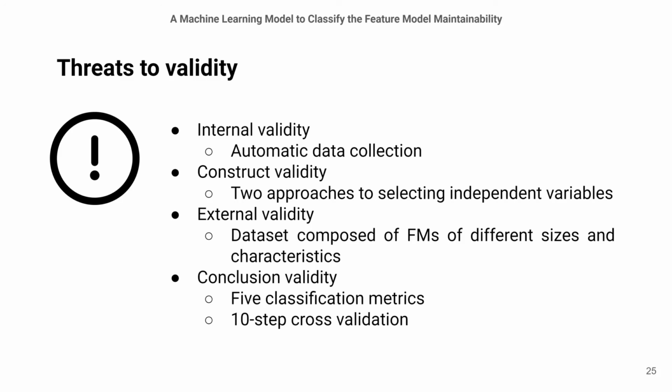To mitigate threats to external validity, we used a dataset composed of feature models of different sizes and characteristics. We also performed a 10-fold cross-validation to ensure that the results can be generalized. To mitigate threats to conclusion validity, we used 5 classification metrics that analyze different aspects of the machine learning model, and also performed a 10-fold cross-validation.